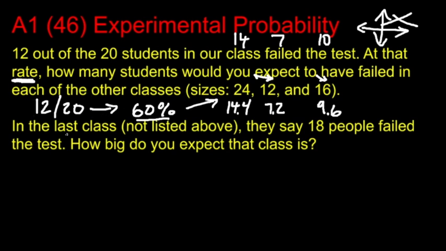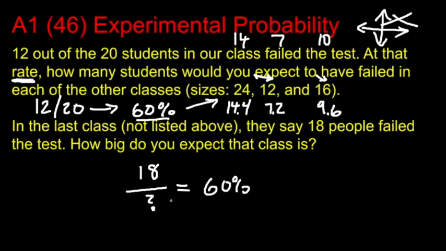All right, and again, I'm just multiplying 60% times the number, because from that first class, 60% of people failed. Right? In the last class, not listed, they say 18 people failed the test. How big do you expect that class is? So we're saying 18 out of some number is going to give us 60%. All right, and we want to find that number.